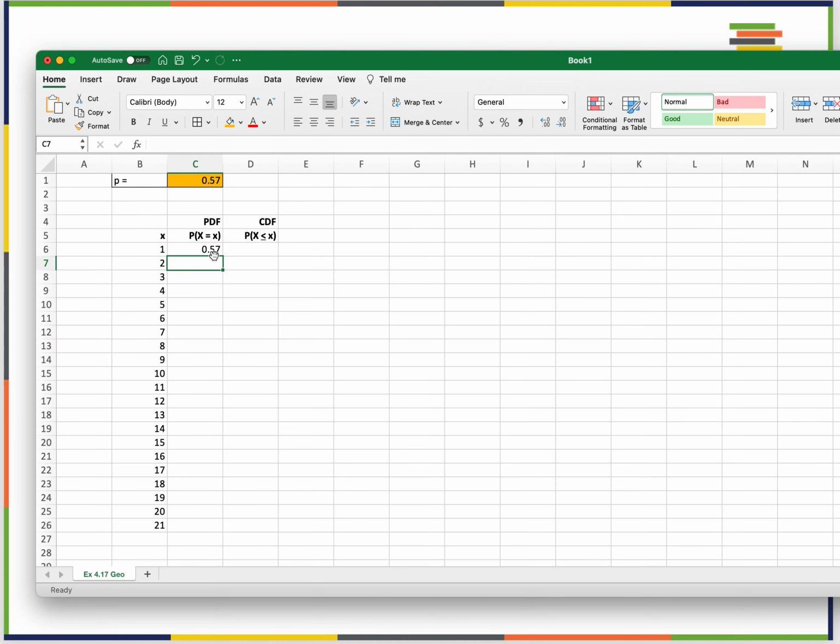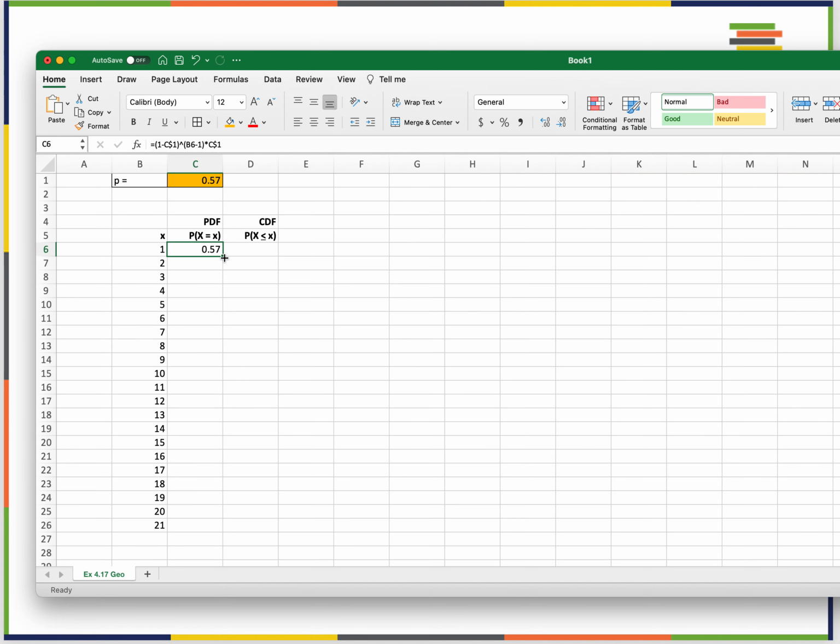And what do I get? 0.57. Well, that's what I should get on the first try, right? What's the probability of losing in the first game? 0.57. So that worked out perfectly well. But now I want to do my trick of putting the dollar sign here, because when I drag this down, I don't want the C1 to change at all.